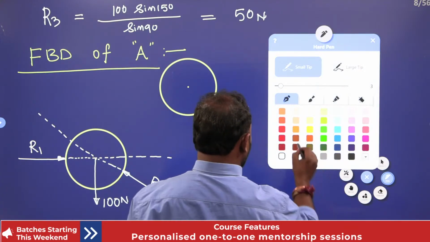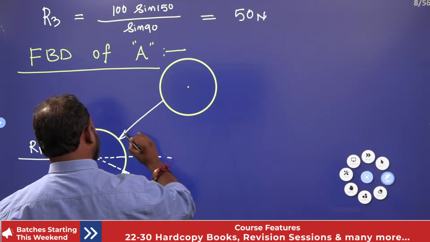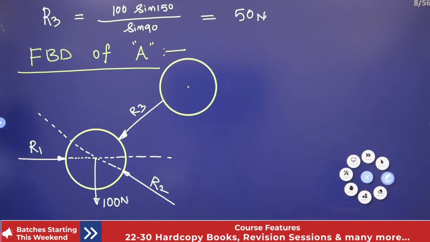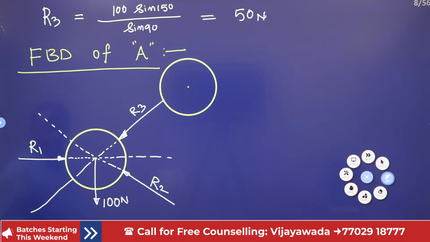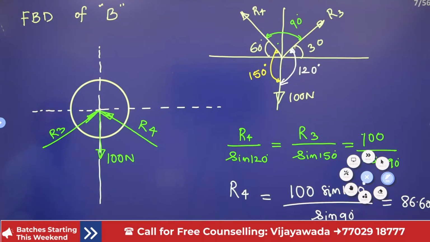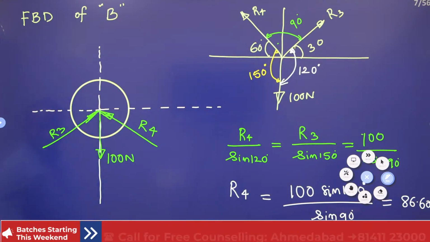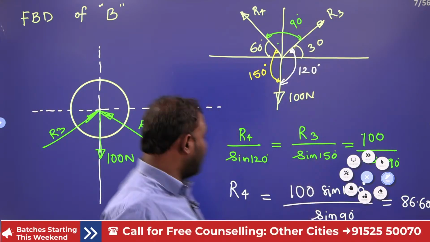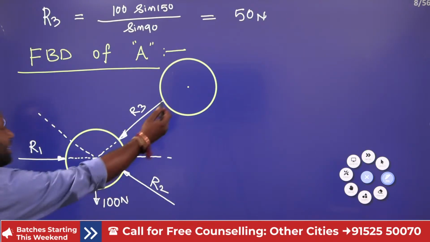Now from here, action R3 is acting on this ball. Now R3 makes an angle with the horizontal of how much here? We have already decided that R3 makes an angle of 30 degrees to the horizontal. Okay, right. So, sir, here you have taken R3 acting on B. Now you are taking R3 onto A.